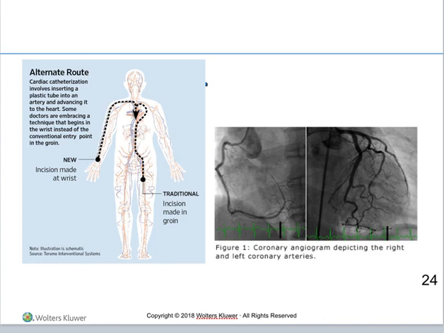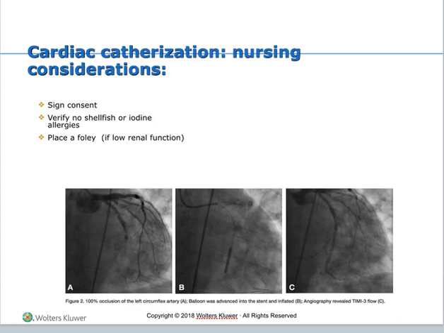Let's see, this slide talks more about the pre-op considerations. They're going to have to sign a consent. We're going to have to verify the shellfish iodine allergy, place a Foley if there's any question about their renal function. And the reason why the Foley is helpful is because we don't have to wait for the patient to go pee. We can continually assess their urine output with a Foley being placed. We're going to do IV fluids, lab values. We're going to assess and mark those peripheral pulses so that we can go back and reassess them quickly.